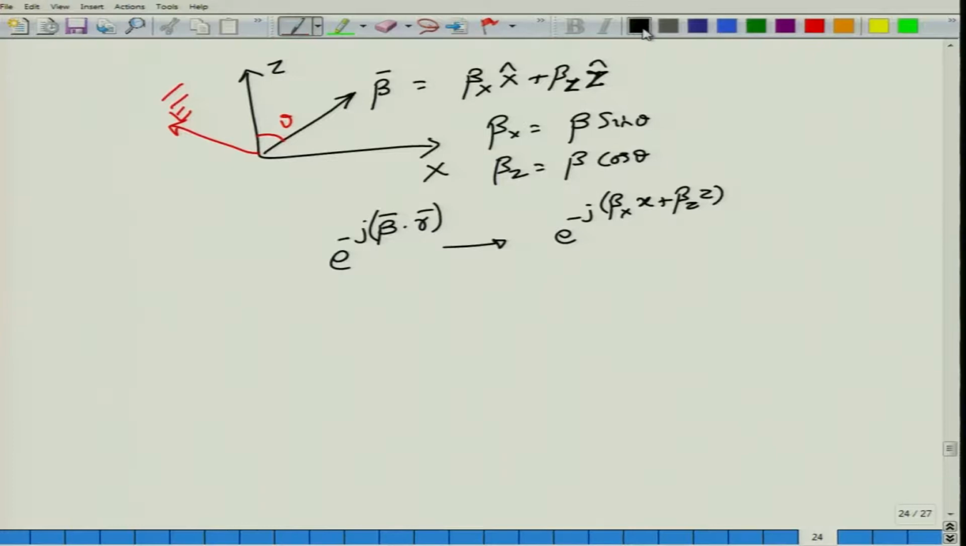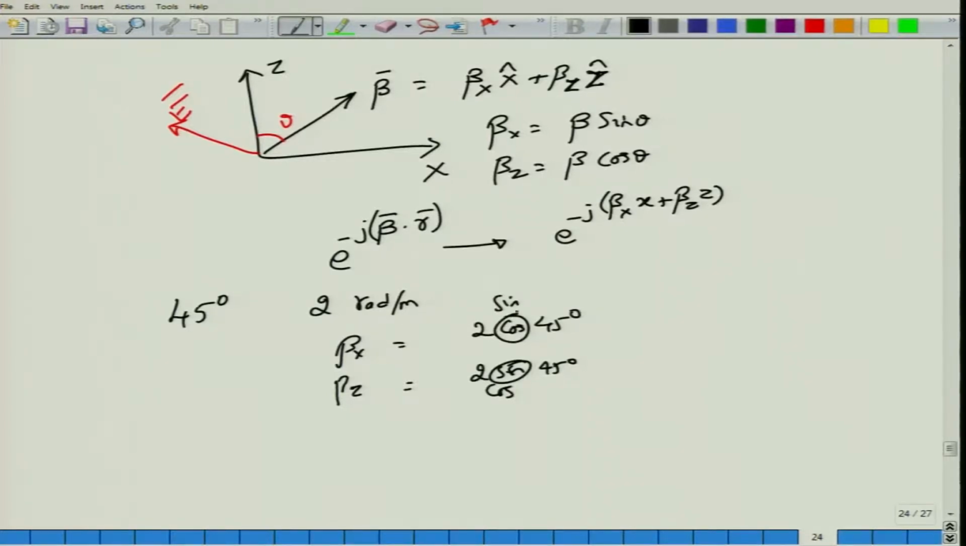For example, if I give you a wave propagating in the xz plane at say 45 degrees with respect to the z axis and having a magnitude of the propagation constant of 2 radians per meter, what will be the component for beta x? Beta x will be 2 sin 45 degrees, and beta z will be equal to 2 cos 45. Since cos 45 is 1 by root 2, this is 2 into 1 by root 2, which is root 2. So you can find this.